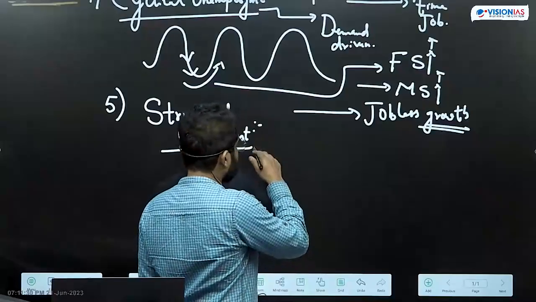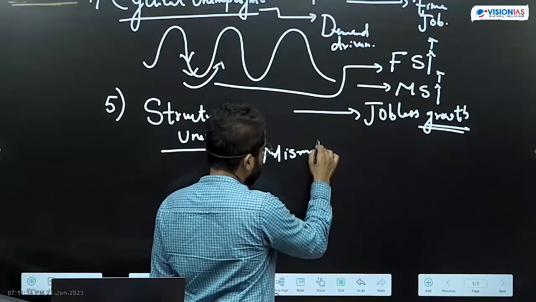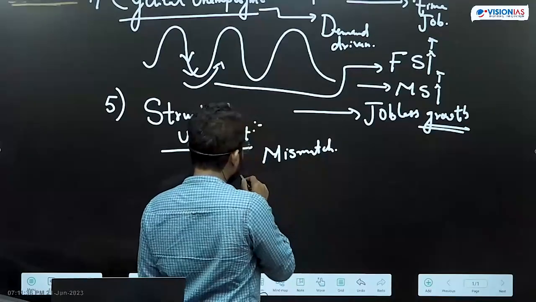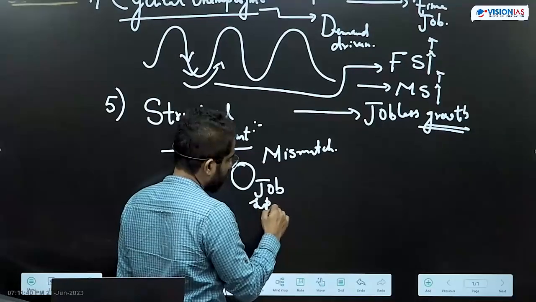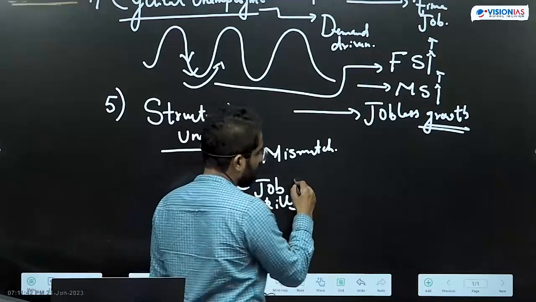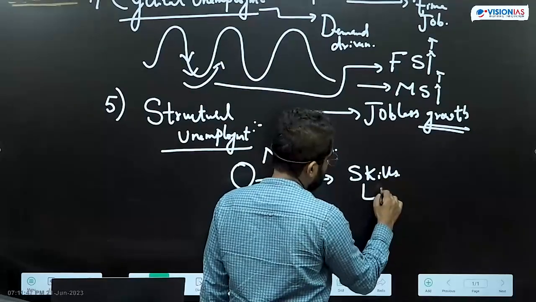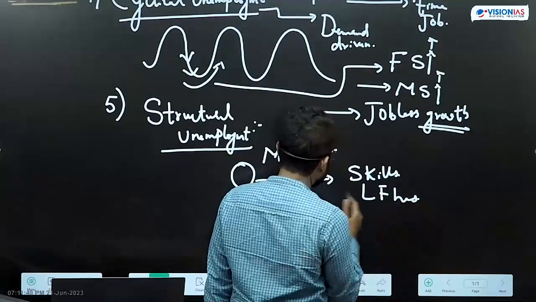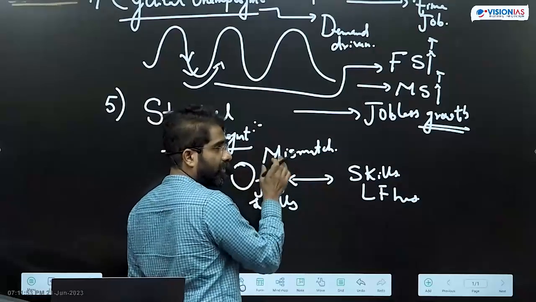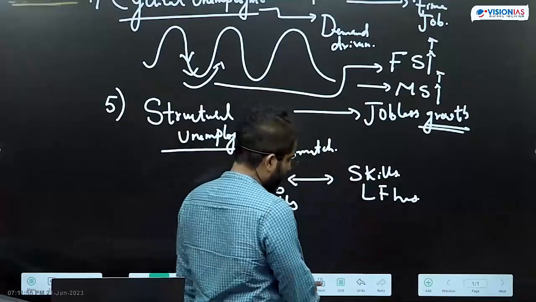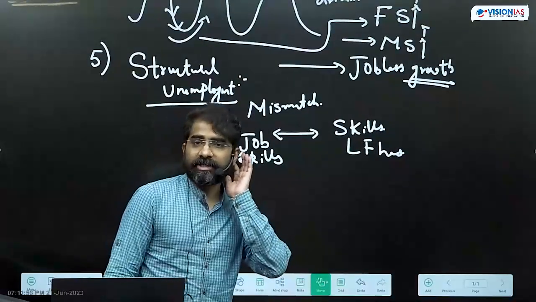What is structural unemployment? Structural unemployment is unemployment because of a mismatch between the skill sets of the job. The job requires some skills. There is a mismatch between the skill sets of the job and the skills which the people, or the labor force, have. So there is a gap between the skills required for the job and the skills the labor force has.